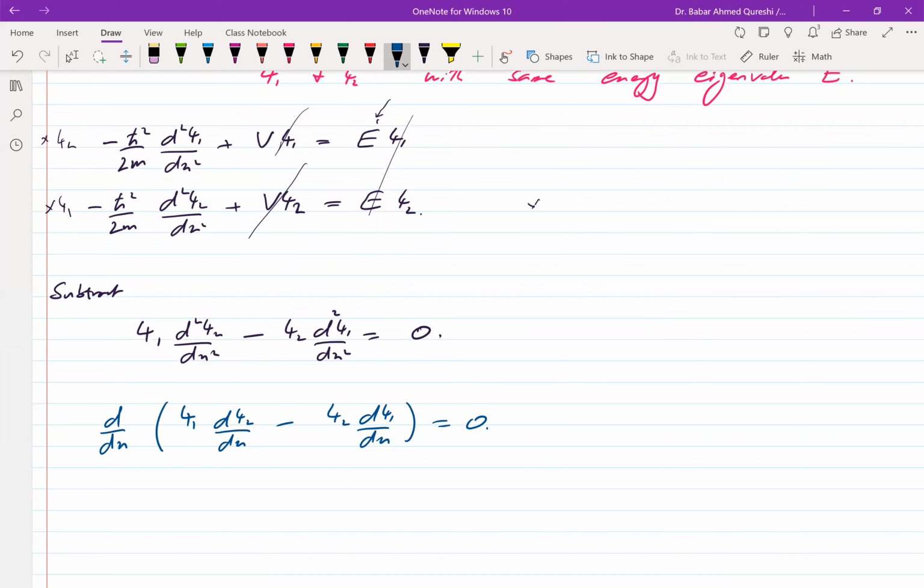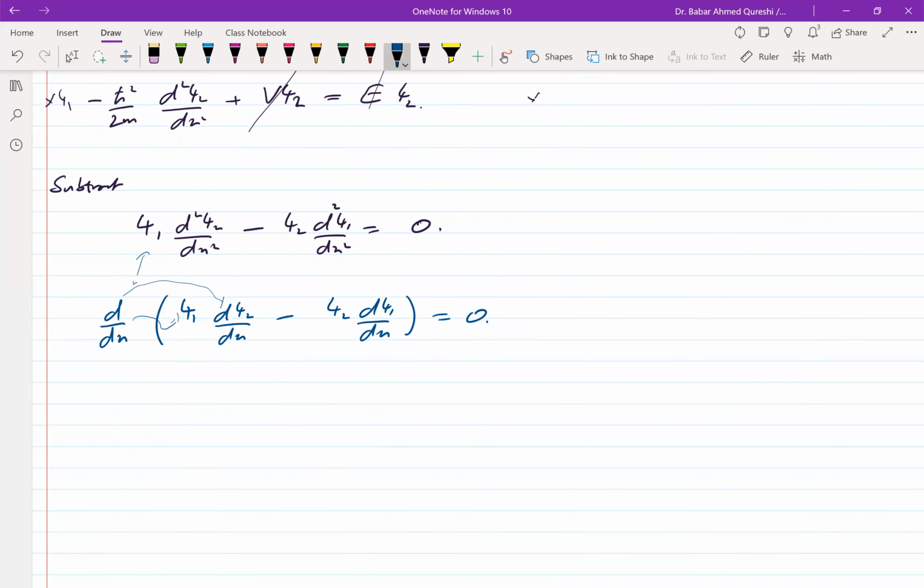Because when I take the derivative, when it hits the function, it gives me this term back. But when it hits the derivative, the single derivative terms cancel between those two because of the relative negative sign. So they are the same. And from here I can conclude that psi 1 d psi 2 over dx minus psi 2 d psi 1 over dx is a constant.